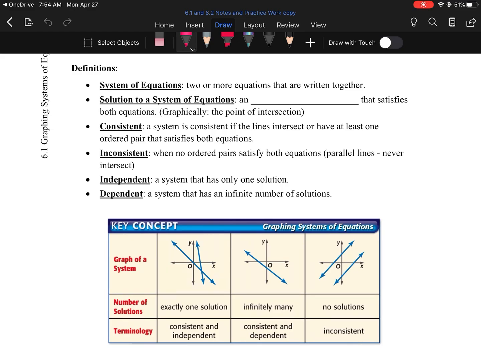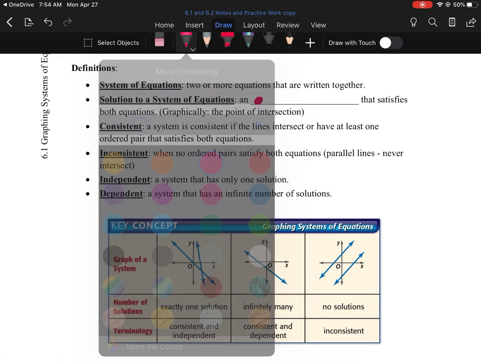So if you remember back to chapter 4 when we first learned how to graph equations, it's just like that, except we're going to graph two on the same coordinate plane. Now, the solution to a system of equations is an ordered pair.